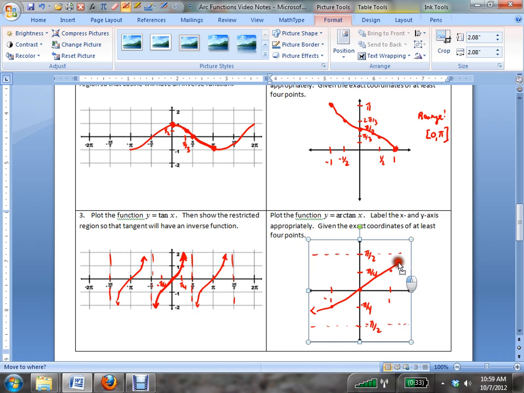And then we can go ahead and graph the arctan function. So the arctan function has a range of negative pi over 2 to positive pi over 2. Let's do a few problems.